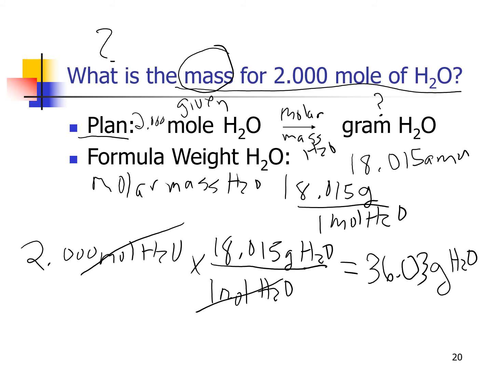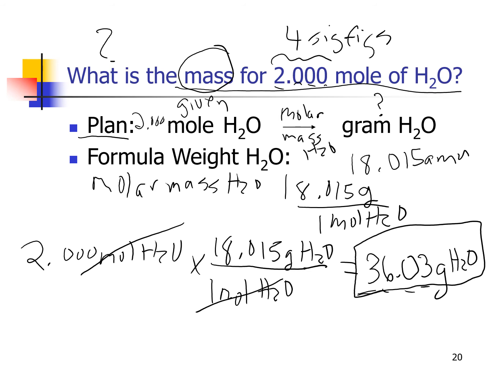36.03 grams of water. And then we want to check our sig figs. We are given 2.000. Those zeros count, so this is 4 sig figs. So the final answer should have 4 sig figs, which it does in this example. So 36.03 grams of water is the mass for 2 moles of water.